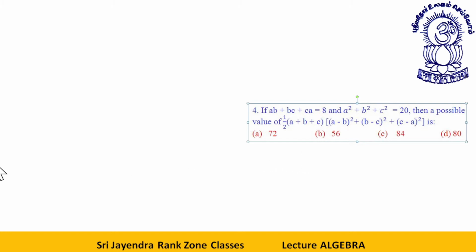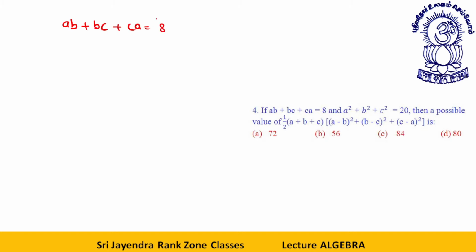Now this is a good one. See, what do we require right now? The value of half (a plus b plus c) times ((a minus b) square plus (b minus c) square plus (c minus a) square). We are given ab plus bc plus ca is equal to 8.